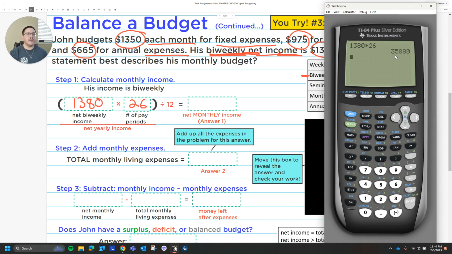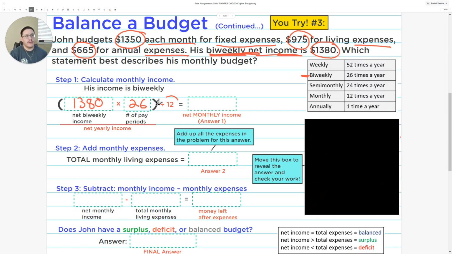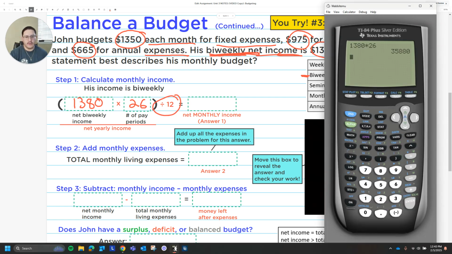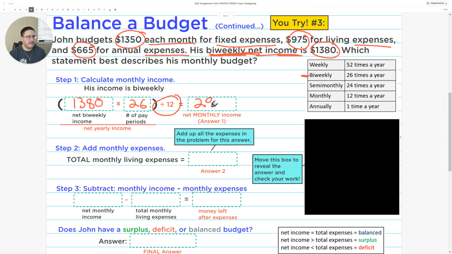However, we want to do this for monthly so we can figure out his monthly budget. So we're going to divide by 12. Whatever number we get from that parentheses right here, divide by 12. And we get 2,990.